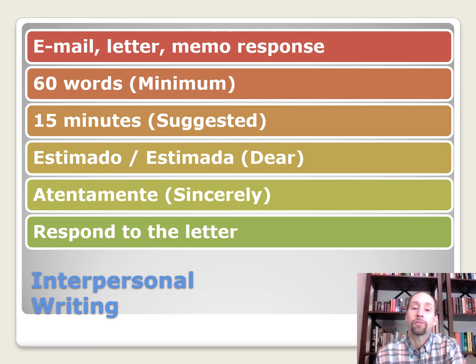Now, if we're writing to a friend or relative, you might want to use querido or querida. That's another way to say dear. But if it's a formal letter, you're probably going to use estimado or estimada, and that's got to match up with the person's gender that we're talking to. And then when we close the letter, we can respond with atentamente, which is sincerely. So in interpersonal writing, someone's going to write us some type of letter, and then we're going to respond back to them in a little bit more formal version.